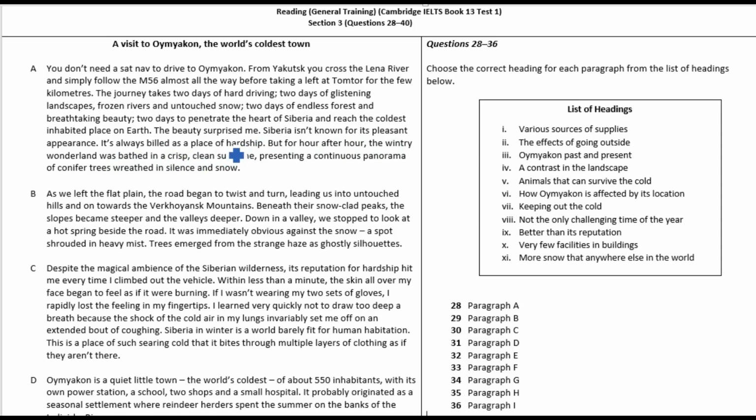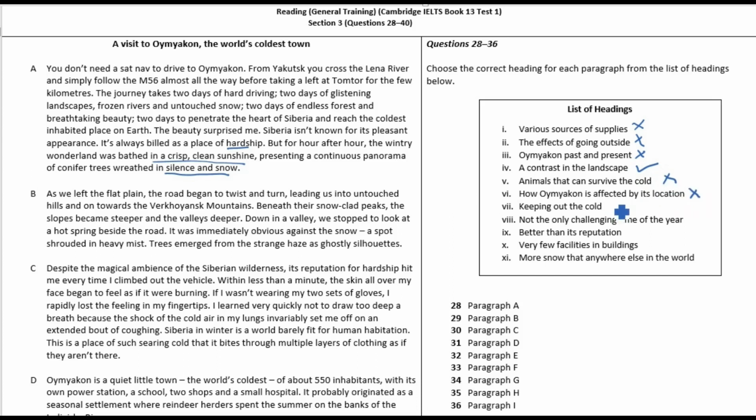So what it is talking about is that although the place is known for its hardships, it is known for the fact that it is very cold, there was sunshine there, and then there was silence and snow also. Keeping this in mind, let us look at the list of headings we have. It's not about supplies, it is not about going outside, not about past and present. Contrast in landscape, could be. Animals, there's no mention of animals, there's no mention of location of the place.